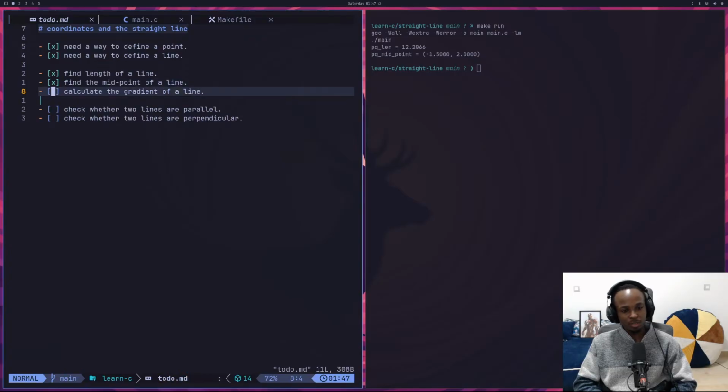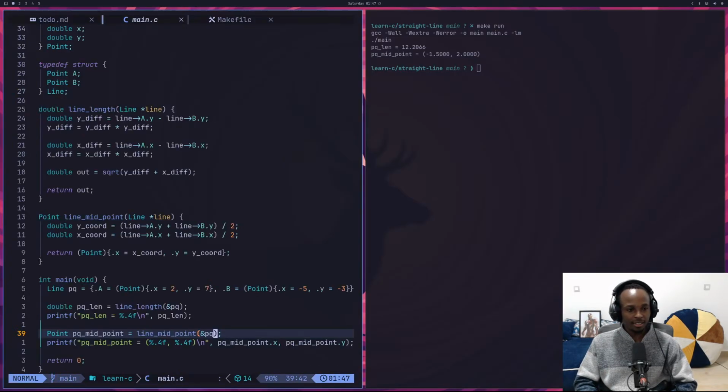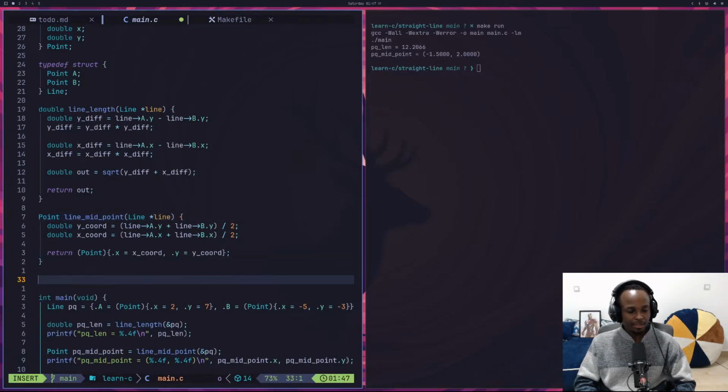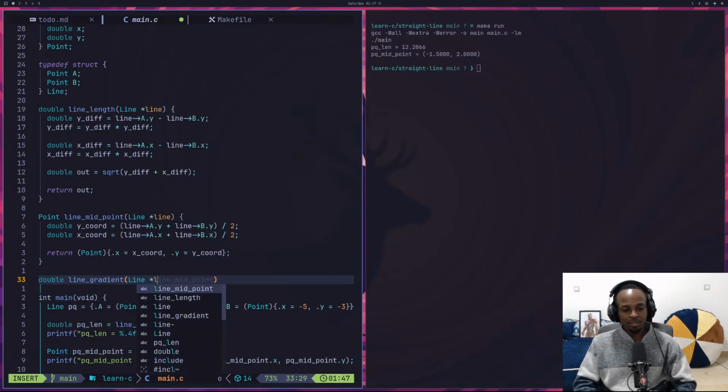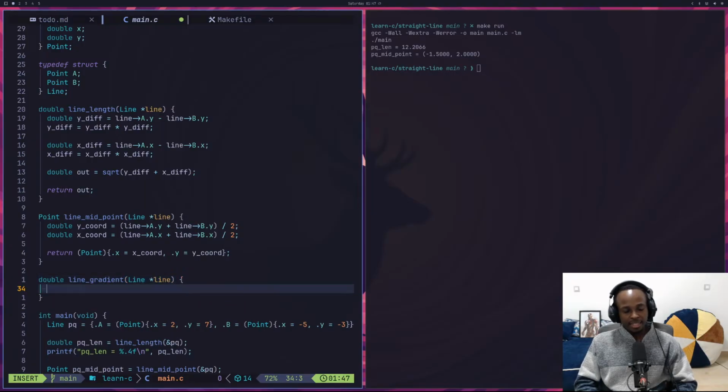Let's now talk about the gradient of a line. So how do we calculate the gradient of a line? So the gradient is always going to return a double, and then we're going to say line gradient, and it's going to take a reference to the line.